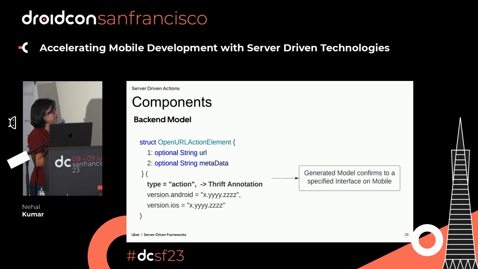So the first annotation is specifying that this is of type action, which lets backend understand that this is one of the action models that it can use. And we'll see how we are using these Thrift annotations on mobile as well. The second thing to notice is the version annotations for Android and iOS clients. This tells backend that this model is completely safe to be sent to mobile for this version onwards.